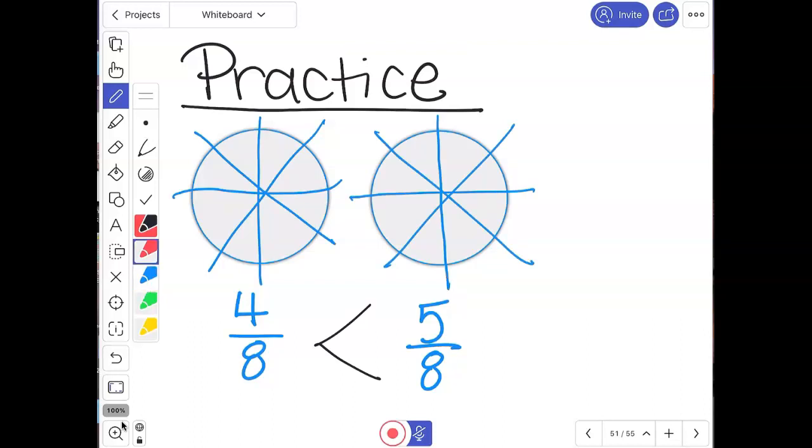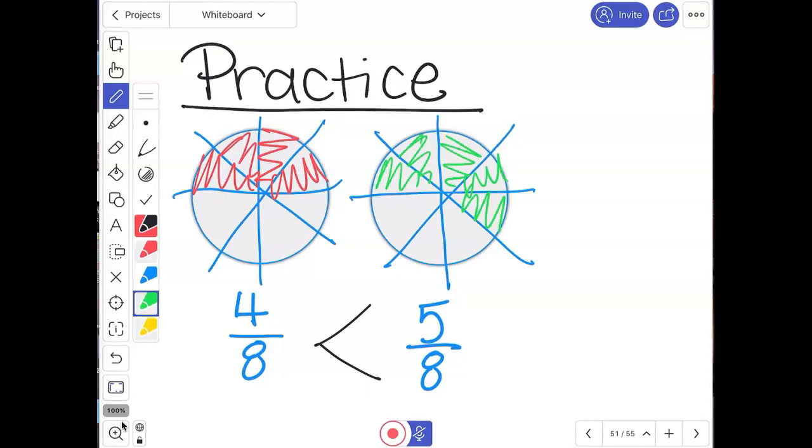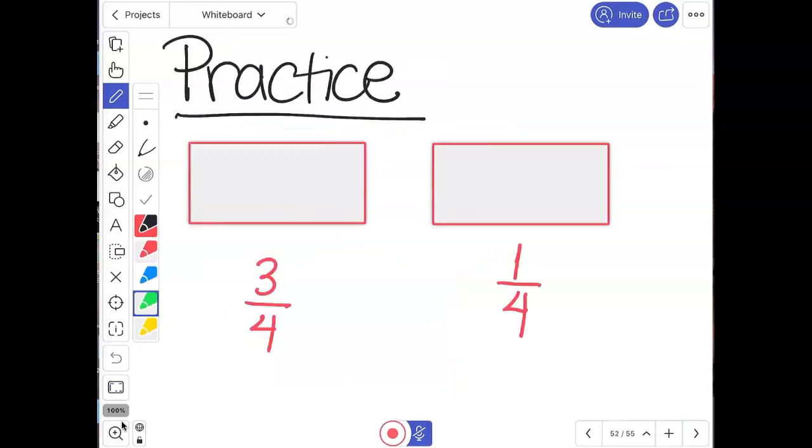I'm going to shade this one for 1, 2, 3, 4. And I'm going to shade this other one 5. 1, 2, 3, 4, 5. And yeah, that justifies to me that 4/8 is less than 5/8 because less of my circle is shaded in 4/8.